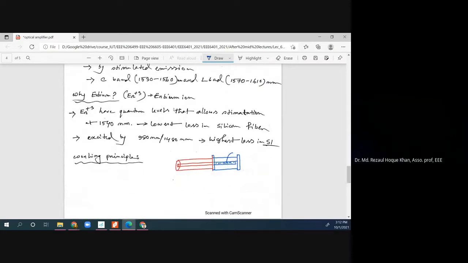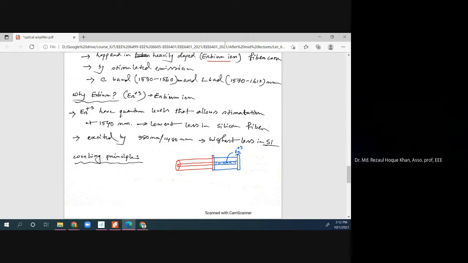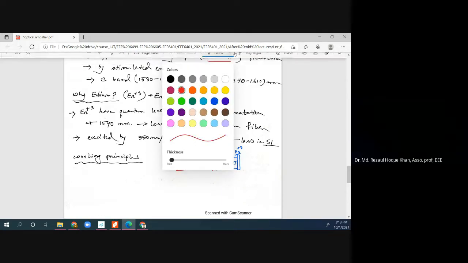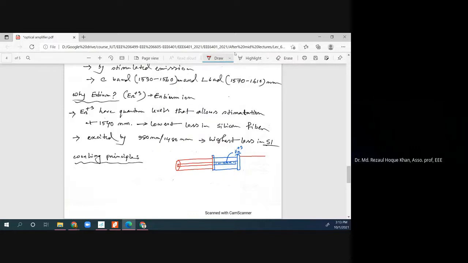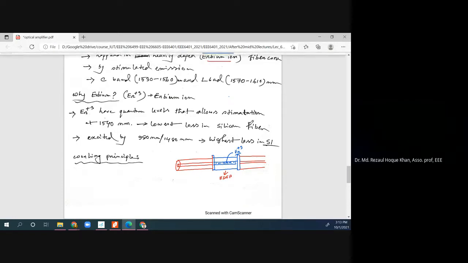This is erbium plus 3 ion. Here this mechanism happens, and once your signal is amplified, you can easily take back your signal with normal fiber core. So this is an EDFA, erbium doped fiber amplifier. This is an amplifier, but in the shape of a fiber.